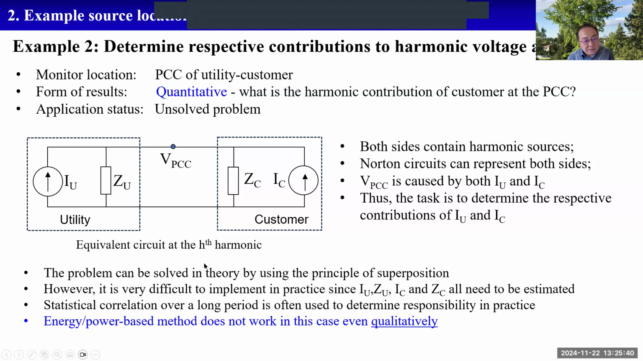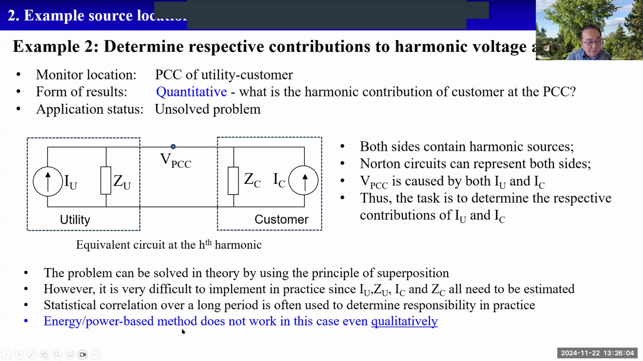So this problem hasn't been solved. The only way you can do that is to use statistical correlation over a long period, often used to determine responsibility in practice. That means a case-by-case solution, like a 3-ski resort case, where we have to use statistical correlation. That is one thing important to clarify.